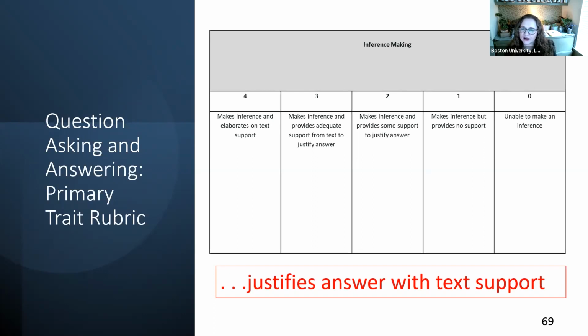And here is where inferencing puts you on the edge of text-based analysis, which is really what I wanted to share. Question asking and answering is a skill that is required of students to do text-based analysis and to cite evidence in the text. If you look again closely at the rubric on your screen, to really get a high score, you've got to provide support for it. You've got to provide the connection to the text.